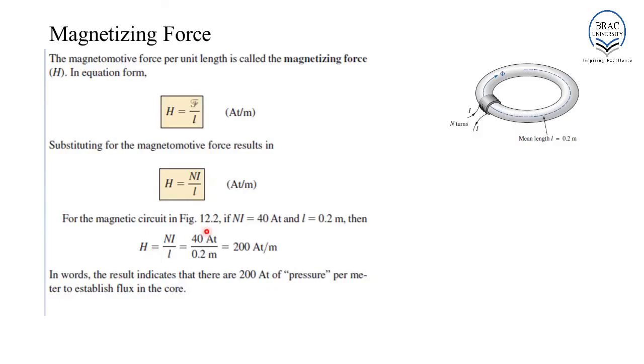For the magnetic circuit in the given figure, if Ni equals 40 ampere turns and L equals 0.2 meter, then magnetizing force H will be 200 ampere turns per meter. In other words, the result indicates that there are 200 ampere turns of pressure per meter to establish flux in the core.